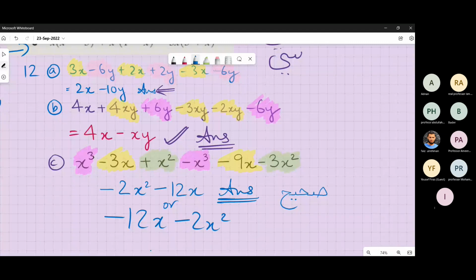What if you have x cube minus x cube? It should be 0x cube, right? Okay, so 0x cube, I will not write it here. It's there, but I will not write it because it's 0. They will cancel each other. You will not write 0x cube. So cancel and cancel, right? They will cancel each other. Only you will be left with this and this.